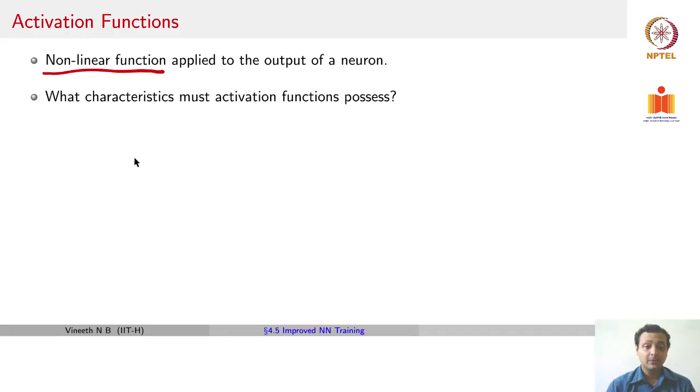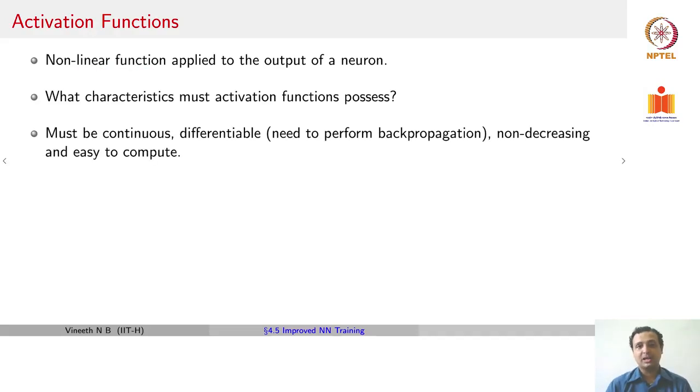Let's now try to ask, what characteristics must activation functions possess? What do you think? By now you must know that they must be differentiable, because otherwise you cannot backpropagate gradients. But what else should they possess? What kind of functions can become activation functions? We've seen a few so far. We've seen the sigmoid, we've seen the tanh, we've seen ReLU, so on and so forth. Do you see any commonality in the shape of these functions, in the nature of these functions?